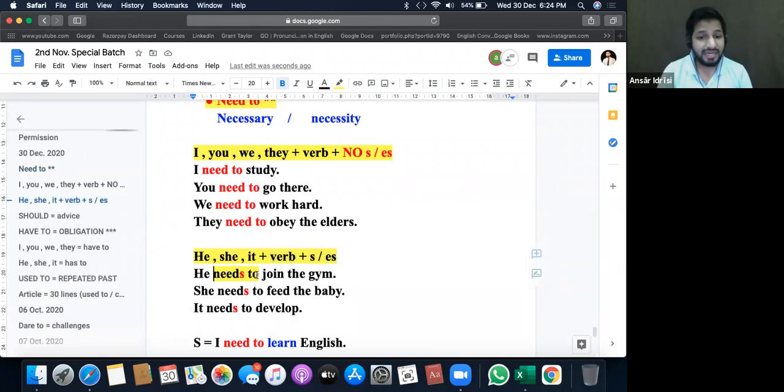So he needs to join the gym. उसकी हालत बहुत खराब हो गई है, वो बहुत कमजोर पड़ गया है. We can say that man is really weak and he needs to join the gym. He needs to join the gym.